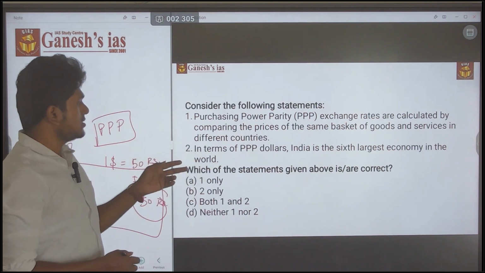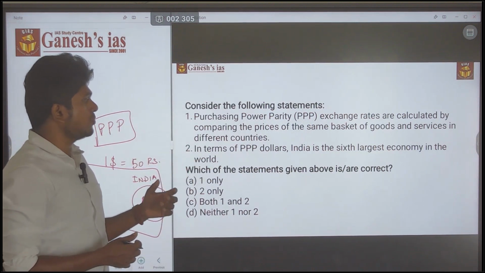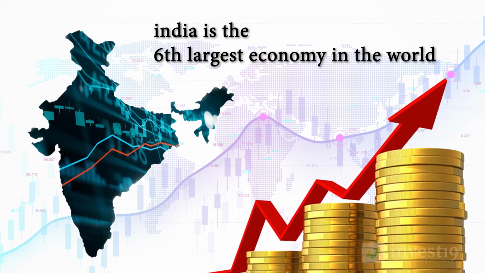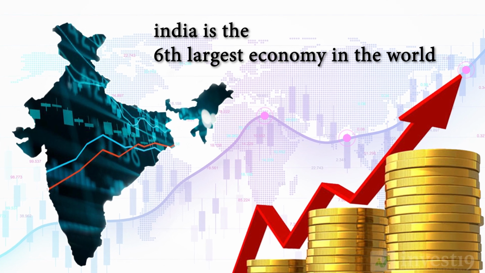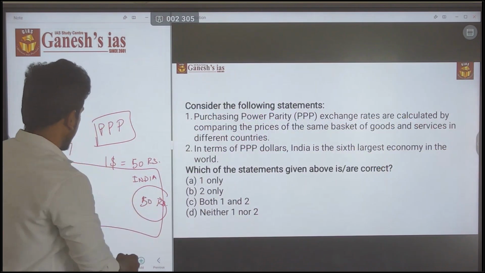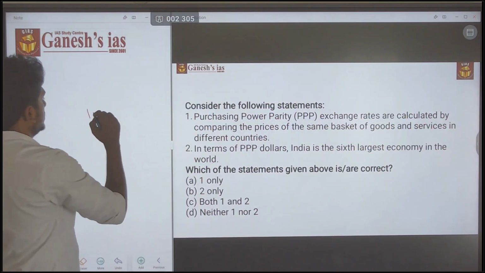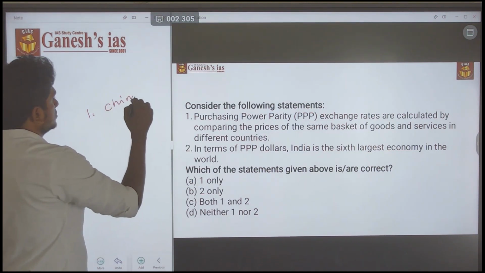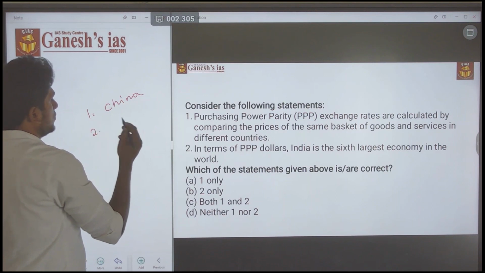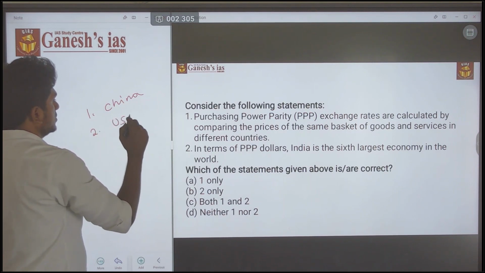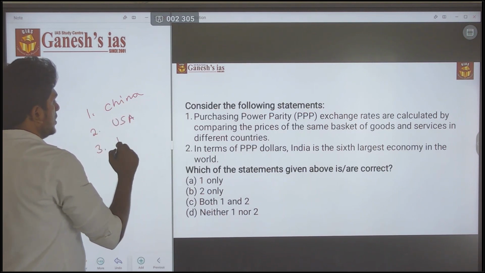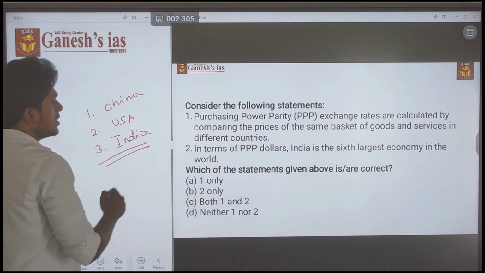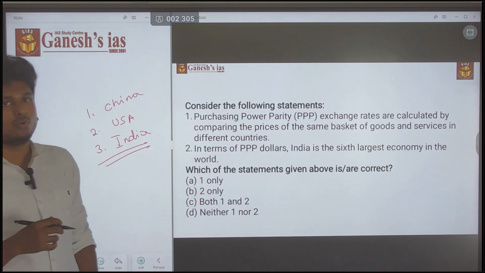Second statement: in terms of purchasing power parity dollars, India is the 6th largest economy in the world. Please note that in terms of dollar, China is first, second is USA, third is India. It is not 6th. This is the factual data you have to memorize.